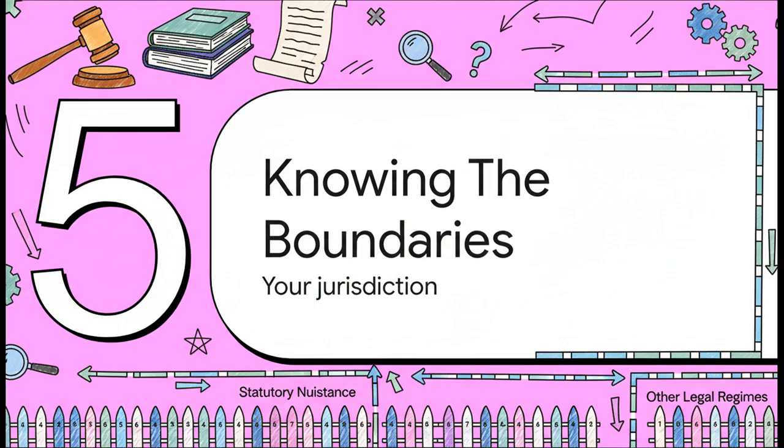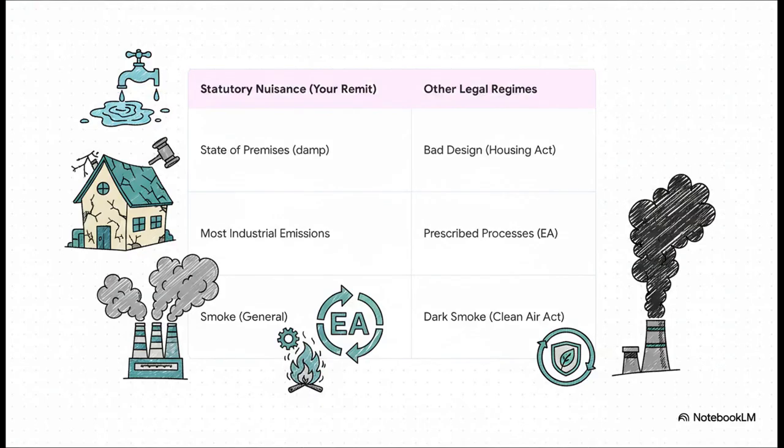You know, any good tradesperson doesn't just know their tools, they know the limits of their tools. And it's the same for you. Understanding where your statutory nuisance powers stop and where another law takes over is absolutely essential. And this table just lays out a few of those key boundaries. Like we said, bad design in a house, that's Housing Act territory. Big industrial sites with what are called prescribed processes, they're regulated by the Environment Agency, not you. And dark smoke from chimneys has its own very specific law, the Clean Air Act. Knowing this stuff saves you a ton of time and makes sure the right people get involved from the start.